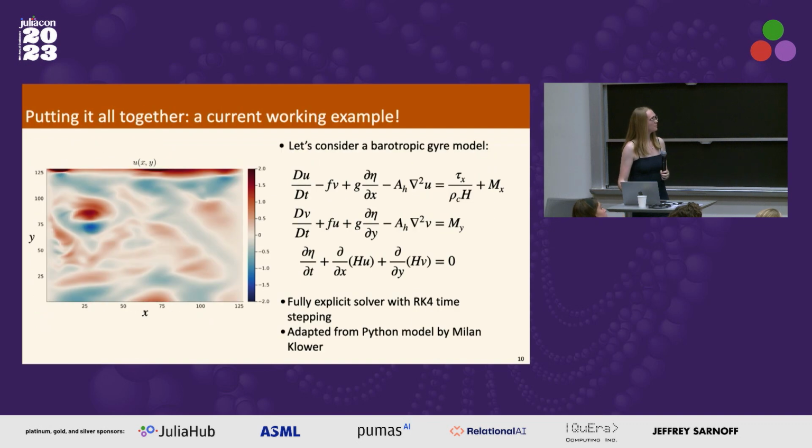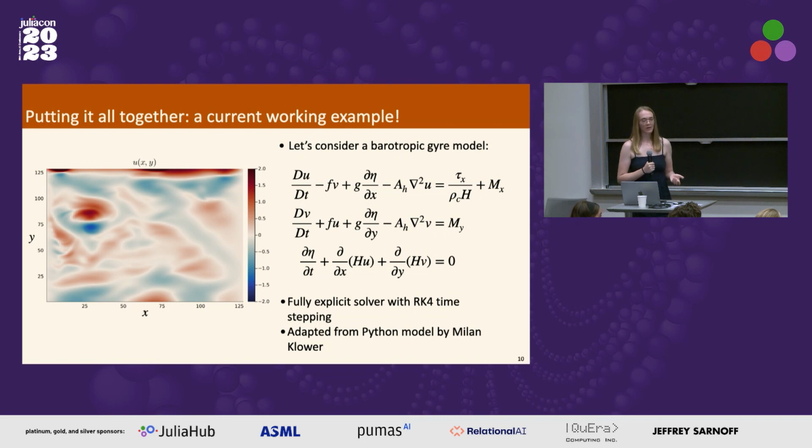With these two, we can put it all together into a current working example. I wrote a barotropic gyre model in Julia. You should think about it as just a rectangle of fluid. There's wind flowing on the fluid, which generates circulation. There are three main unknowns in the system: u, v, and eta.